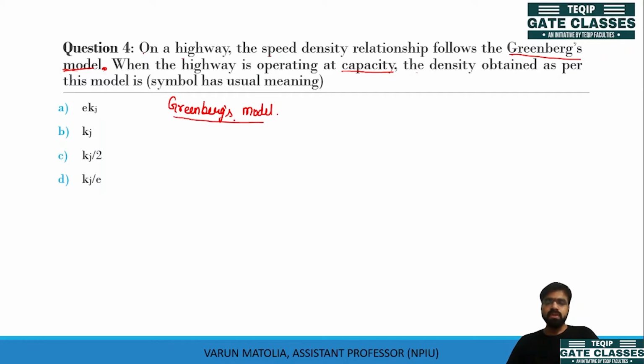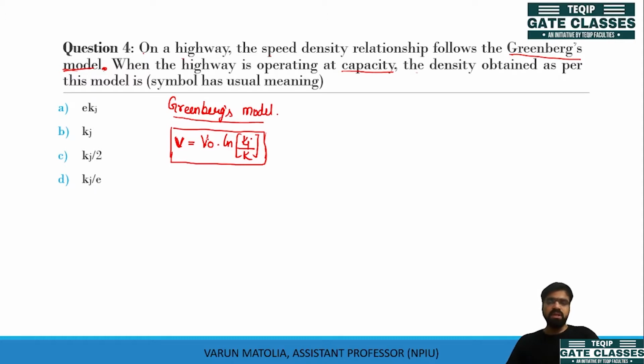Greenberg's model, what does this say? It says your velocity at any flow condition equals your free flow velocity, that is V naught, or we can write it as Vf, times natural log of jam density divided by the density at that particular instant. So this is the Greenberg's model.